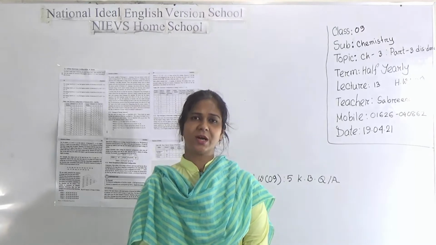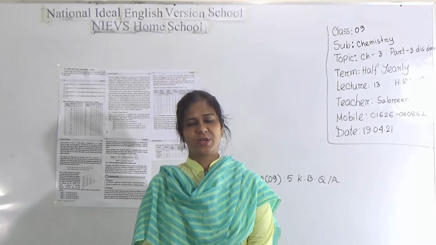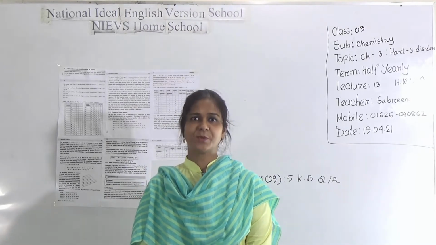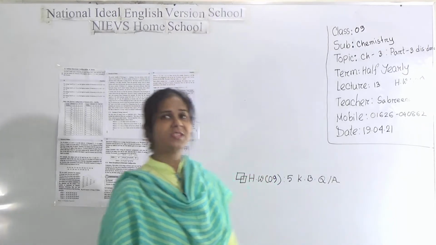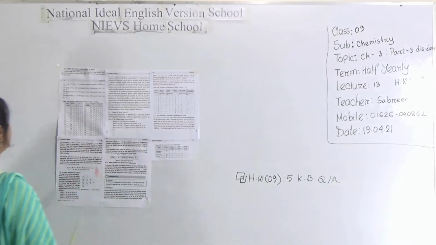Dear students, today I am going to take a chemistry class for class 9 students based on chapter 3, and this is part 3 of the chapter. So let us move forward to today's topic. Dear students, today we will start from the orbital electronic configuration of atoms.